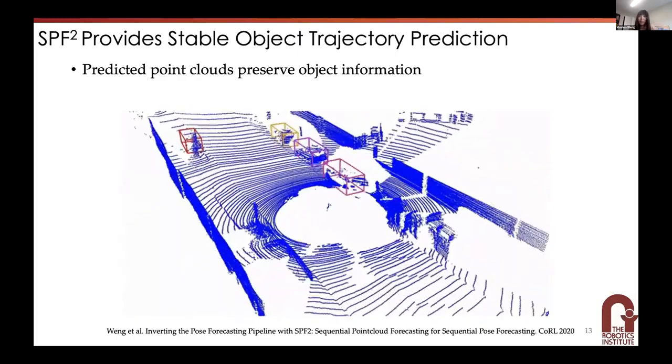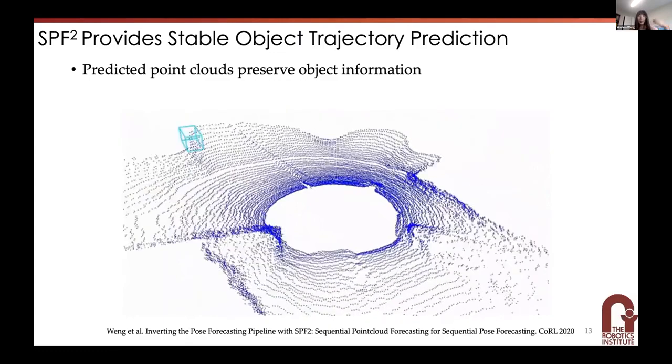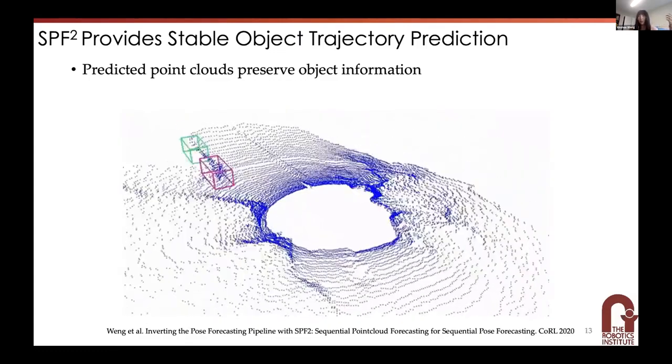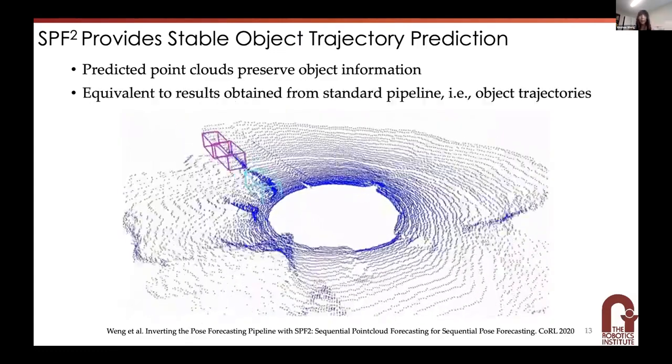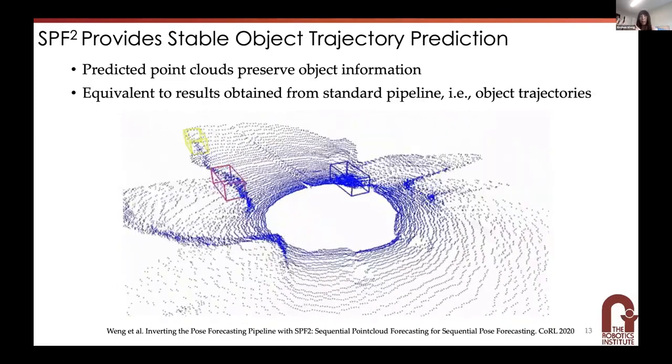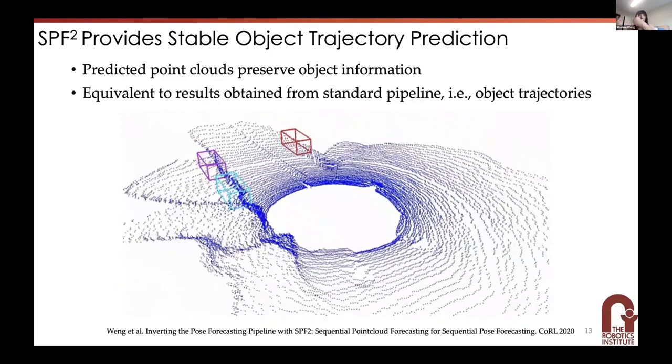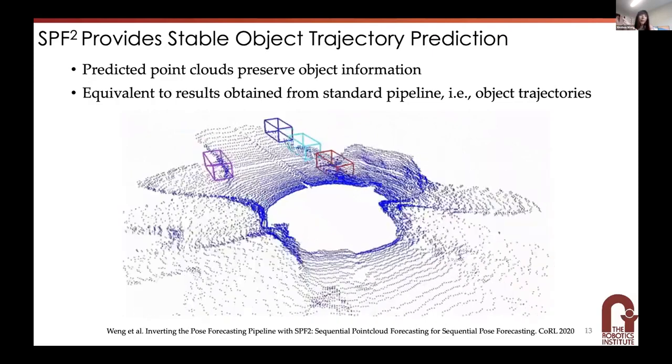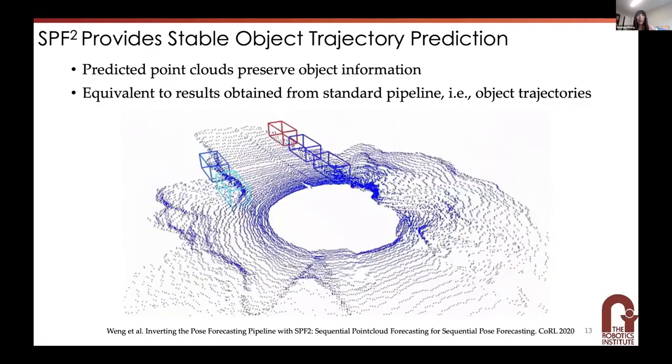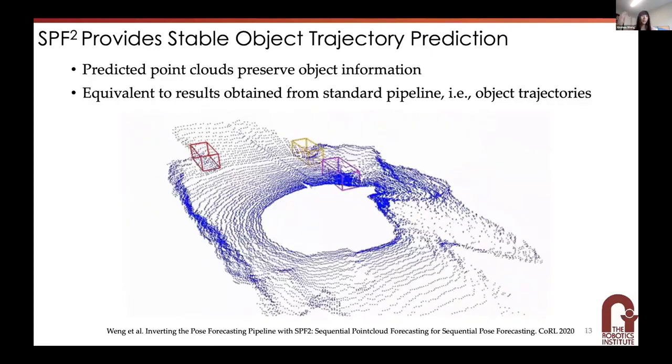So the predicted point cloud preserves object information, so that you can run a downstream detector and tracker to get the boxes you want. And the result is equivalent to the standard detection, tracking, and forecasting pipeline, right? Because at the end of the day, you're getting these object trajectories in the future.